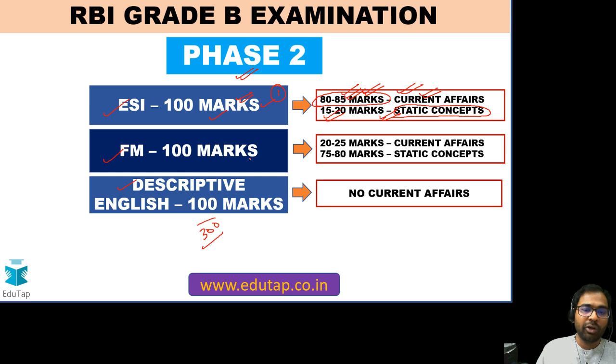When it comes to the paper of finance and management, things are not the same as ESI. Here things are a little bit different. 75 to 80 marks of the finance and management paper is based on static concepts, and in 2018, the latest paper that was held, around 25 marks of current affairs were asked. This was not the case in 2017, when fewer questions on current affairs were asked. In 2018, more questions were based on current affairs, but in 2017, the current affairs allocation in finance and management was less.